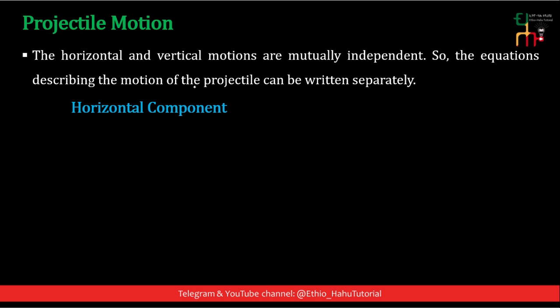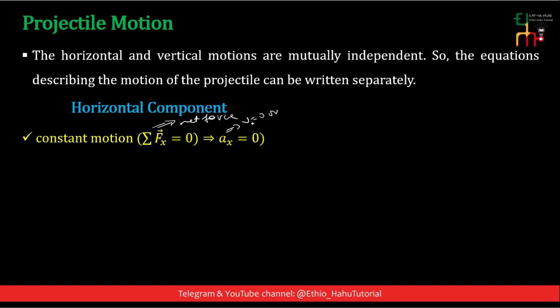With this, let's consider the horizontal component. In the horizontal component, the net force acting on the projectile is 0. Since the net force acting on the projectile is 0, the acceleration of the projectile along the x-axis is 0. Acceleration 0 means vx is equal to constant. Therefore, the x component of the velocity remains constant.